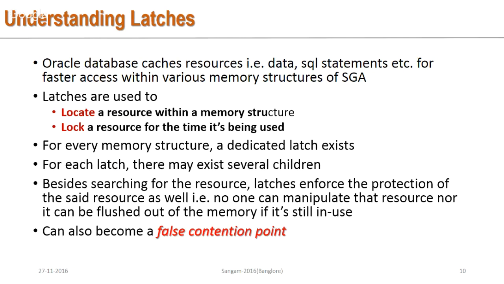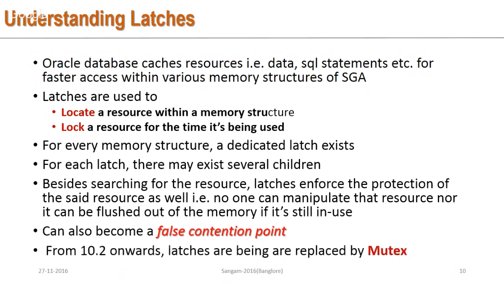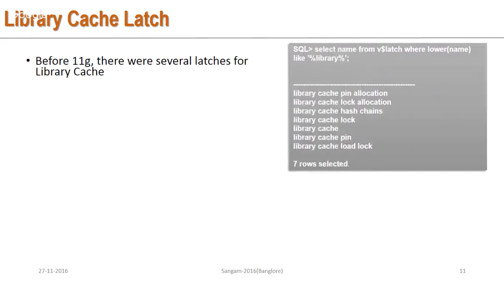So once I have got the library cache latch, only then can I go ahead and search for the particular query in the library cache. Which means that rather than looking for my query, what I'm looking for first is the library cache latch, which is another overhead on my side, besides looking for my particular resource, which is a query in this example. That is why latches are considered a false contention point, and that is why Oracle is moving away from the latch concept and using a concept similar to how the OS allocates resources, called mutexes.